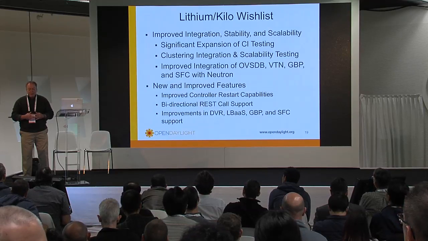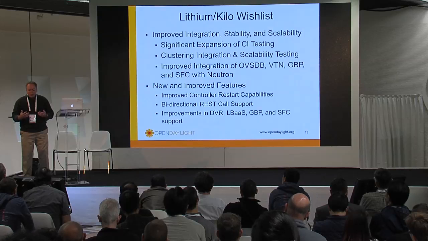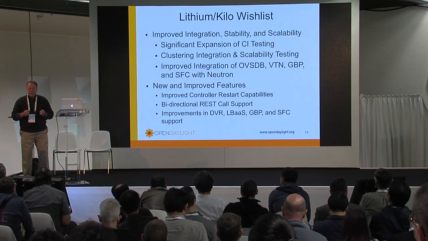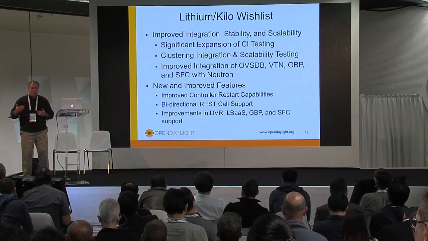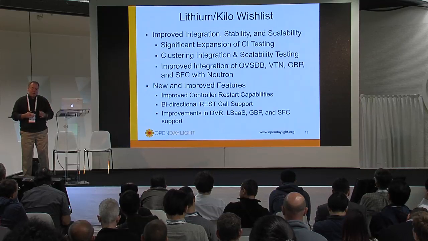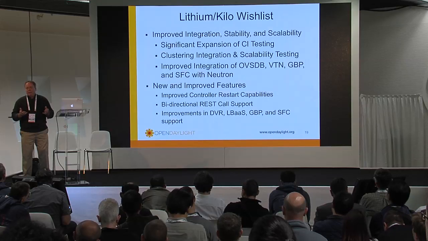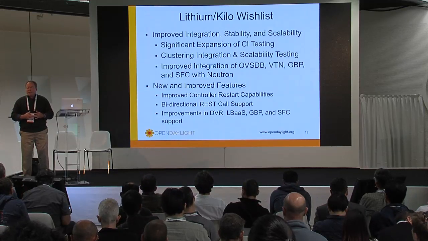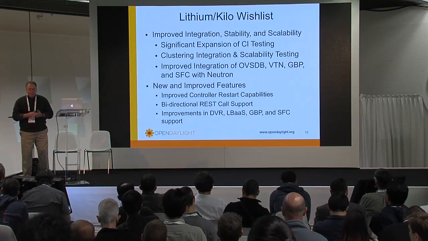We really want to continue to build out the use cases for our continuous integration with the OpenStack community. Additional clustering and scalability testing are also very important to us, as well as further integration of our OVSDB project, virtual tenant networking, which is another virtualization technology inside of OpenDaylight, the group-based policy, and service function chaining. Getting all of those tightly integrated into Neutron are areas that we'll be focusing on, hopefully with members of the OpenStack community, as Kilo and Lithium development progress.